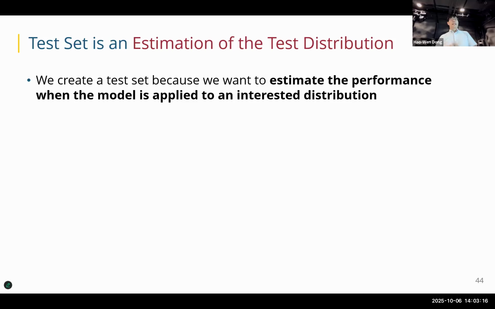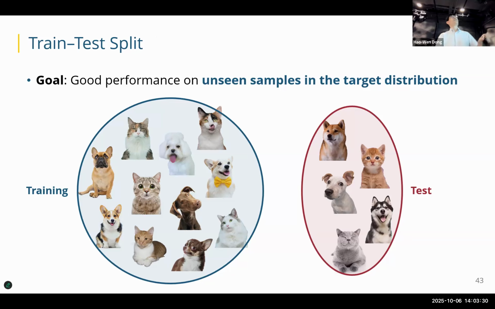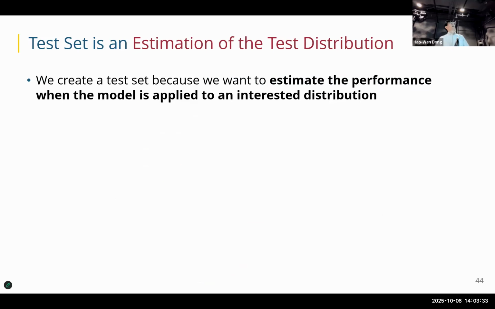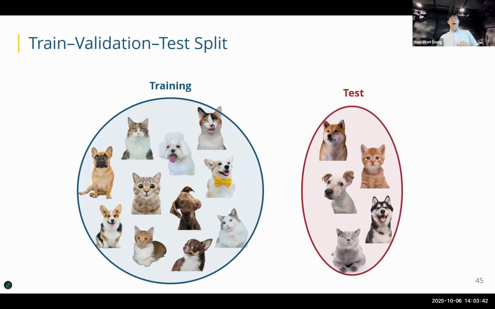So one important concept is that the test set is just an estimation of the test distribution, because there's no way you can actually get the test distribution. You never know what essentially your test distribution is. And oftentimes you create this pseudo test distribution to mimic that behavior. So we create a test set because we want to estimate the performance when the model is applied to an interested distribution. But this doesn't help a lot when we want to see whether the model is good or bad.